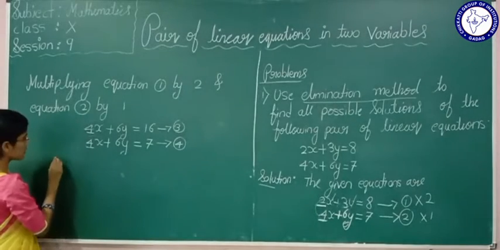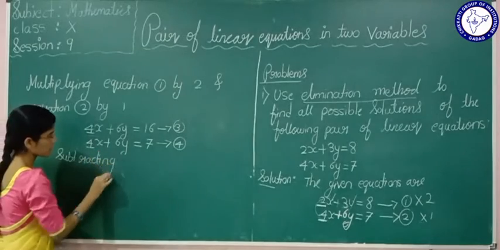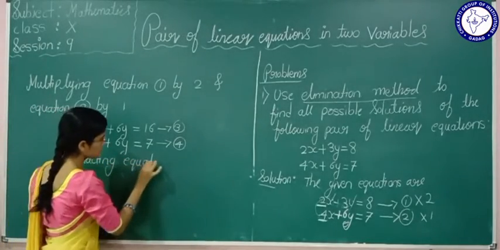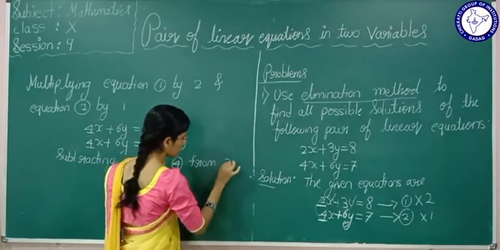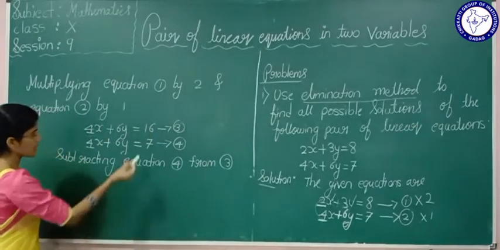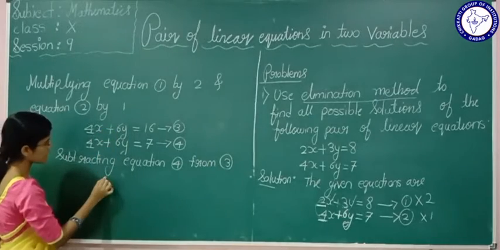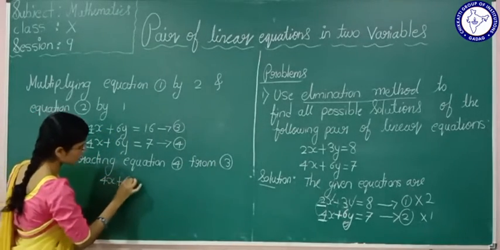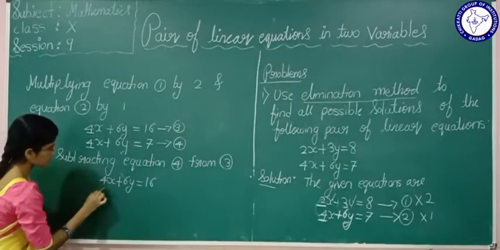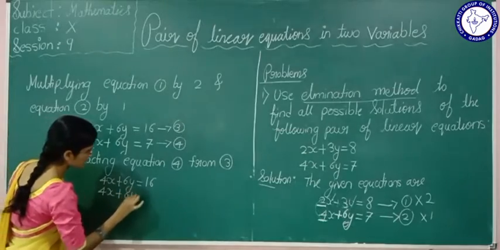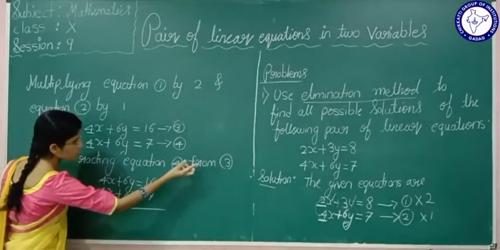What will I do? Subtracting equation 4 from 3. So what is that? Equation 3 is 4x plus 6y is equal to 16, and equation 4 is 4x plus 6y is equal to 7. So you are subtracting equation 4 from 3, no?